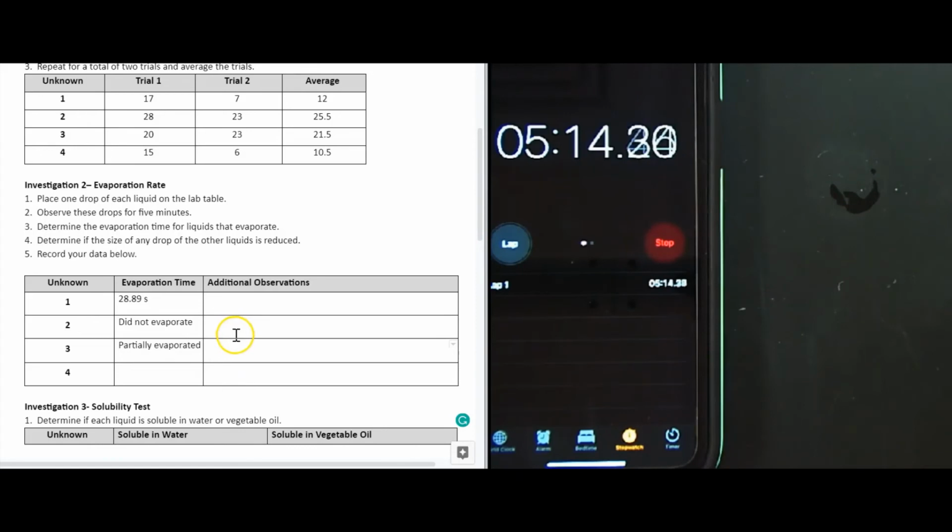And then on the observations, I'm just going to note size of the drop significantly decreased. We could definitely see that the drop got much smaller. We can tell that unknown number 3 evaporated quicker than number 2. But using our 5-minute parameters, neither unknown 2 or 3 completely evaporated.